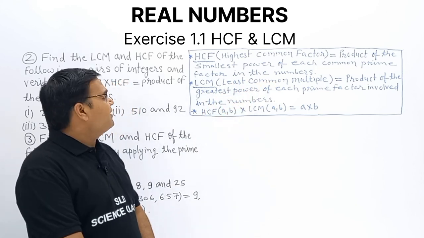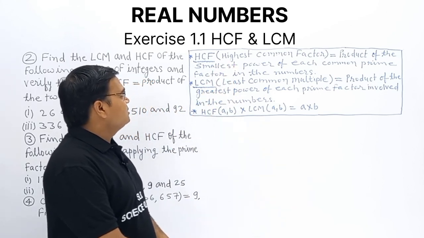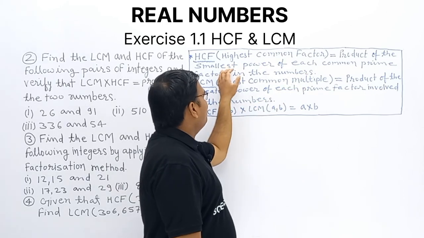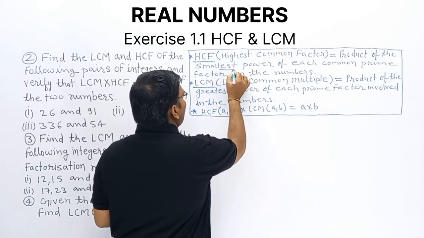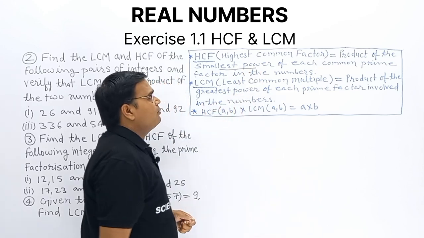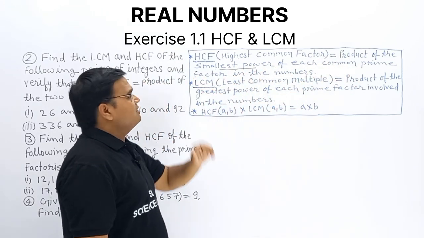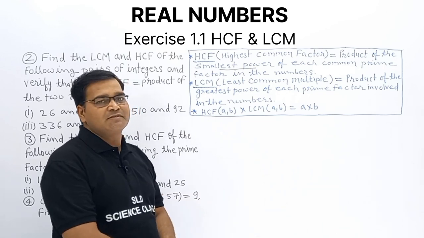Observe how to define it. HCF is the product of the smallest power. What power will be used? The smallest power. The product of the smallest power of each common prime factor in the numbers.